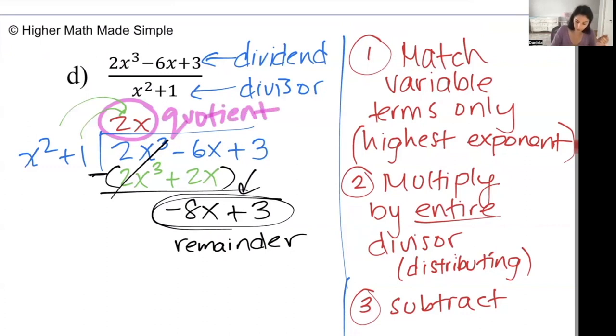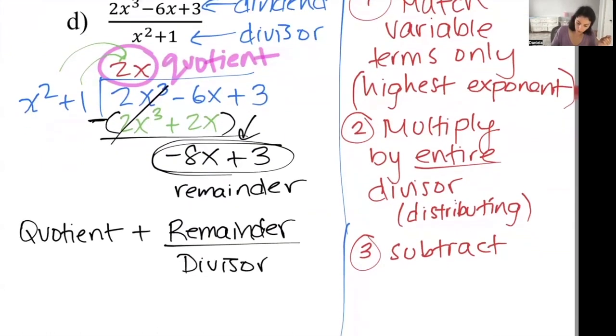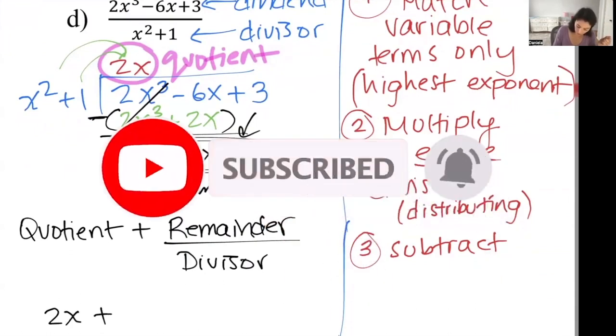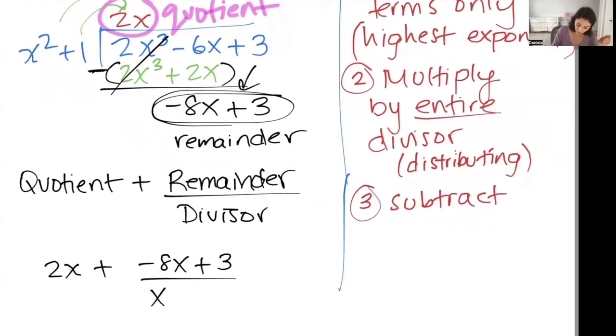Okay, so how do you write the final answer? As I was saying, you always write it as the quotient, so in this case 2x, plus whatever you get as the remainder over, or divided by, the divisor. Okay, so that's the general rule of thumb. Doing it specific to this problem, that's going to be 2x plus the negative 8x plus 3 in the numerator, and then the divisor was x squared plus 1. So this is the final answer.